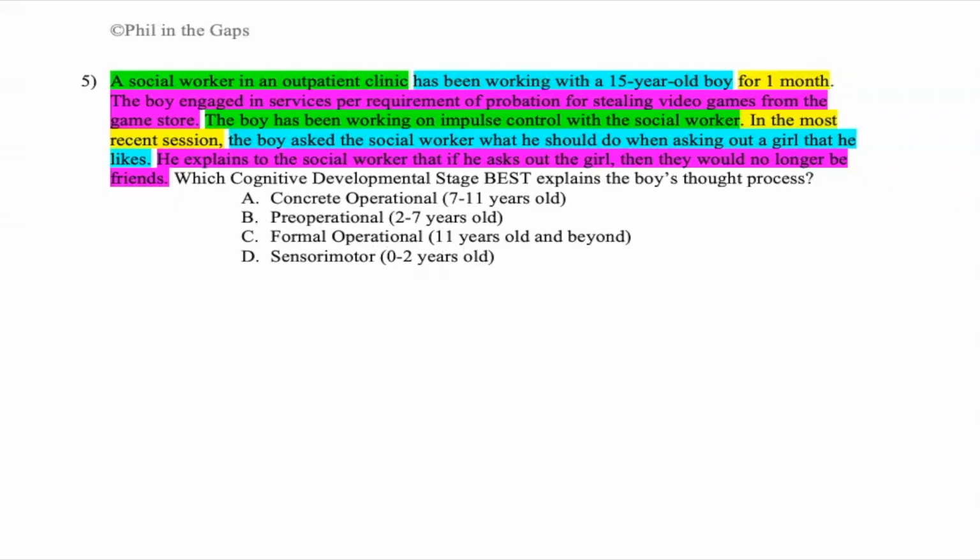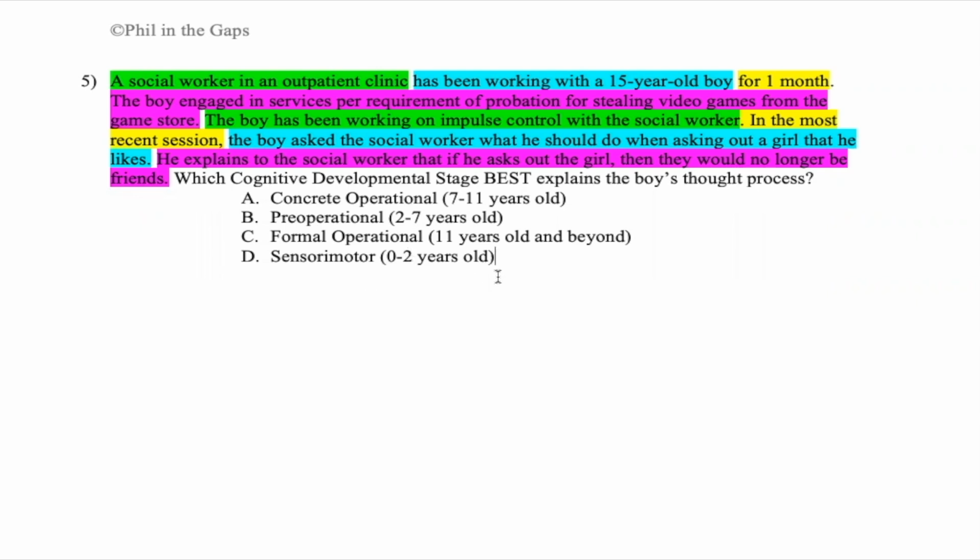Let's look back at the question to see what we're looking at in particular. So, quick review. Social worker, outpatient clinic. That's who we are, where we're at. 15-year-old boy. That's our client. 1 month. You like the time, hop on top of it because it also paints the picture of what we're looking at. The boy engaged in services per requirement of probation for stealing video games from the game store. The boy's been working on impulse control with the social worker in the most recent session. So what's going on right now? The boy asks the social worker what he should do when asking out a girl that he likes. He explains to the social worker that if he asks out the girl, then they would no longer be friends. So keep that in mind to go through each answer choice.